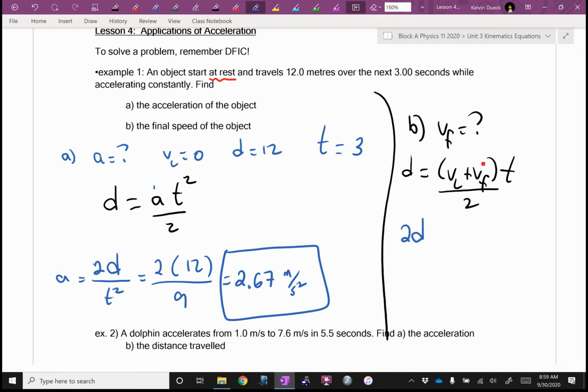Keep going. Over what? T? So that would take care of that and that. And then in my mind, I would say equals VI plus VF. Can you just imagine it there? You can write it if you need to, but if you can imagine it there, how would I get the VF by itself? What is VI?